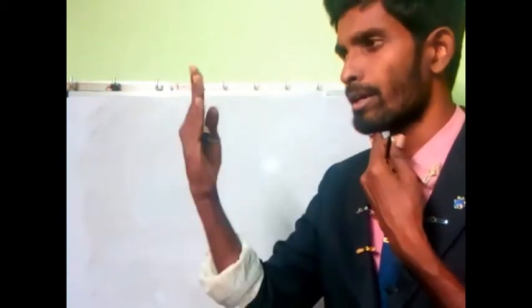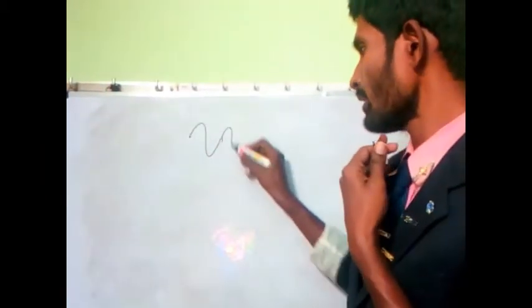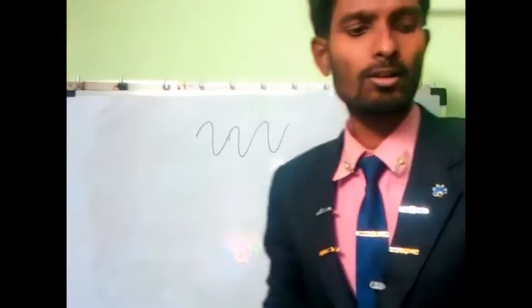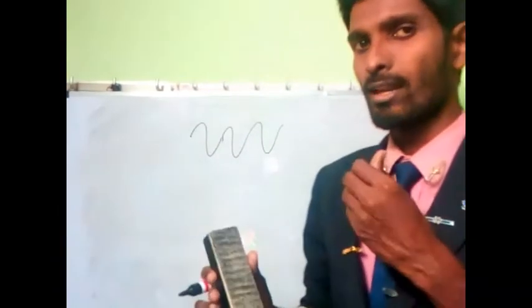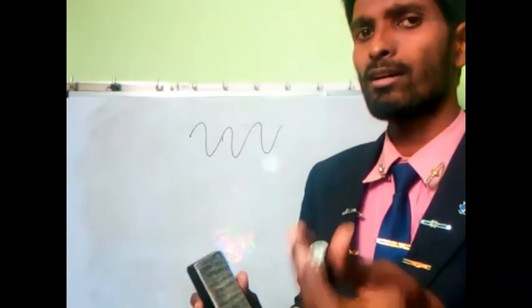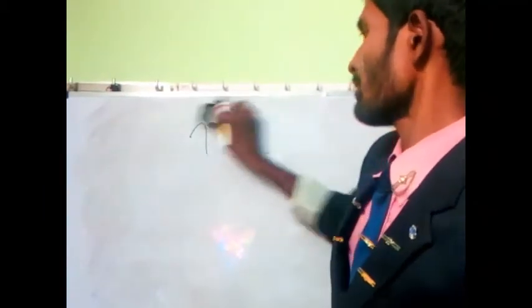If I'm talking to somebody, the waves go out in this way only. That means I'm giving a signal to somebody. Now what's the signal name? It is a voice signal. Now I just rub it off.